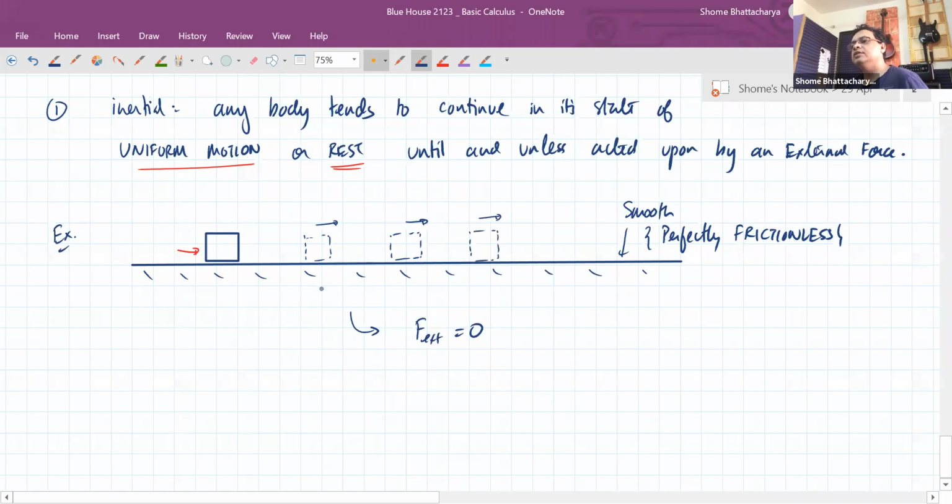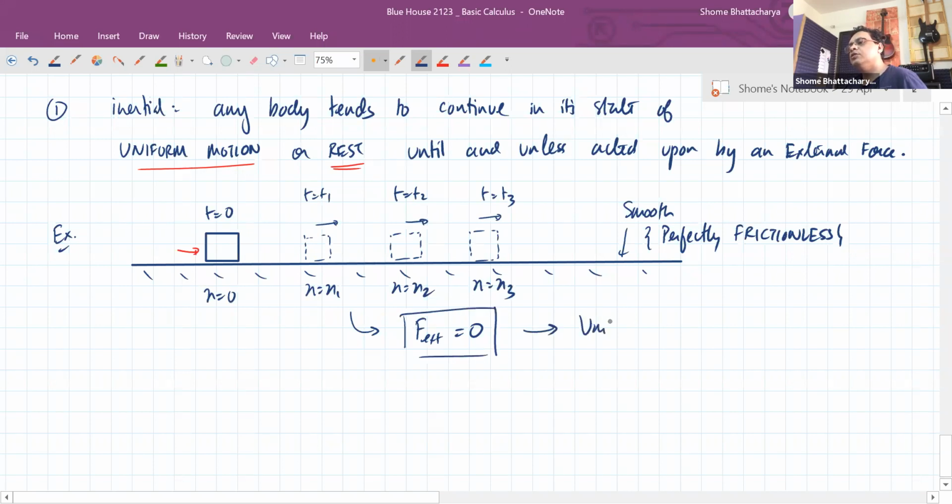as it moves like this, let's say this is our x-axis. So it starts from x equal to 0. Now at some time t1, it is at x equal to x1. At some time t2, it is at x equal to x2. At some time t3 it is at x equal to x3, and so on and so forth. So if this is the case, it will imply that it will have a uniform motion.